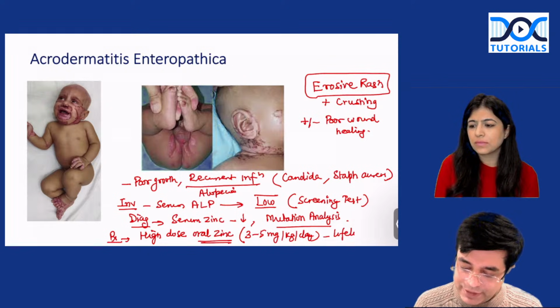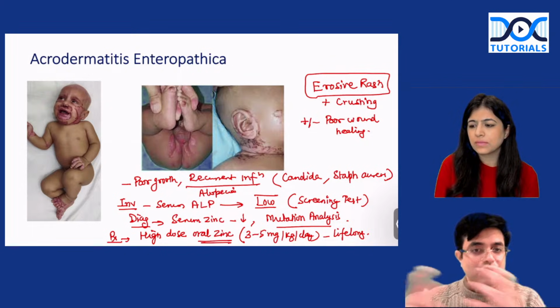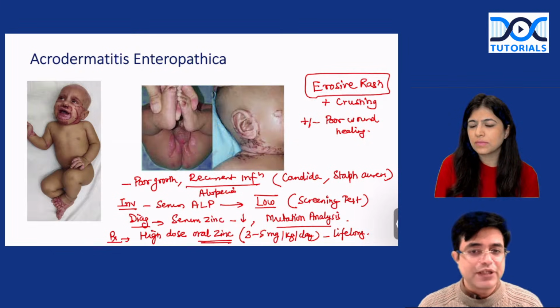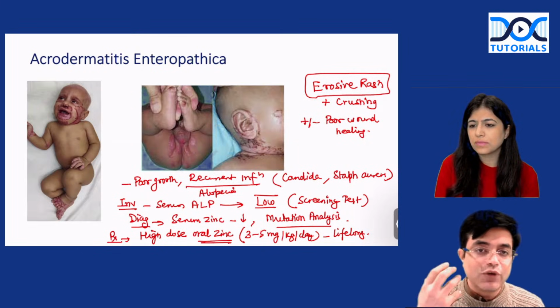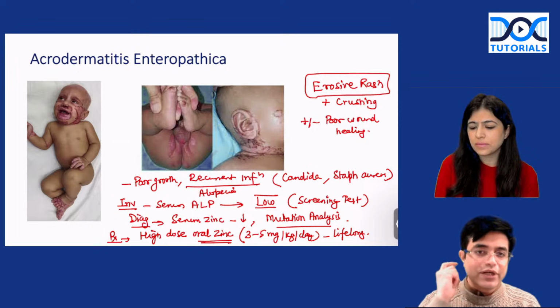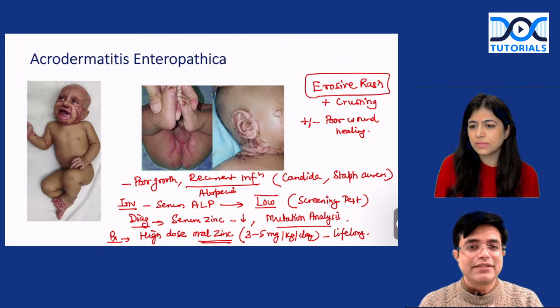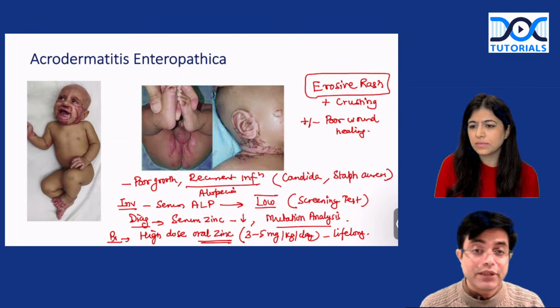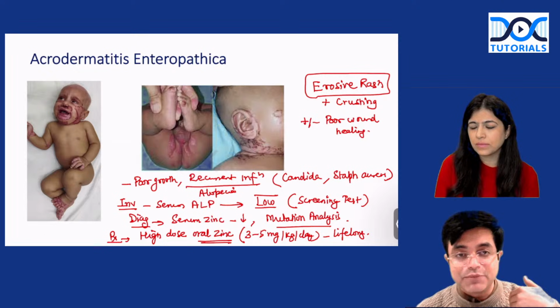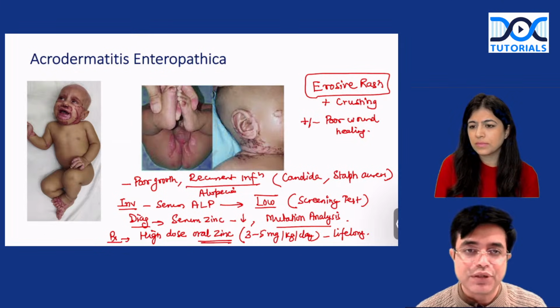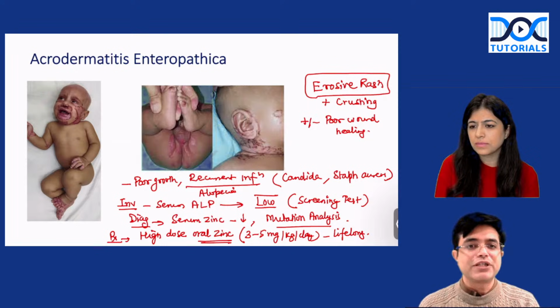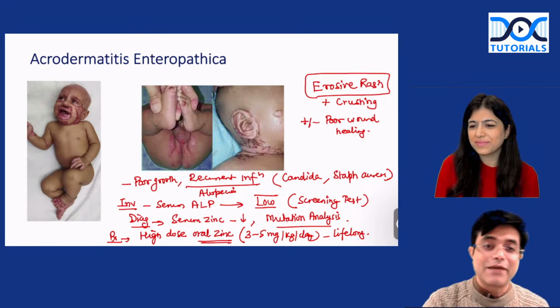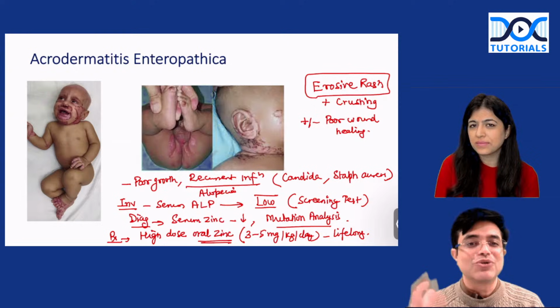Now, question may arise, that sir, if zinc transport is not happening, the absorption is not happening, what is the point of giving oral zinc? When you give high oral zinc, zinc displaces the other ions like copper, like manganese, and starts getting absorbed from their transport receptors. Now you will say, sir, copper deficiency will happen. Copper deficiency does not happen because liver is a very, very good source of copper.